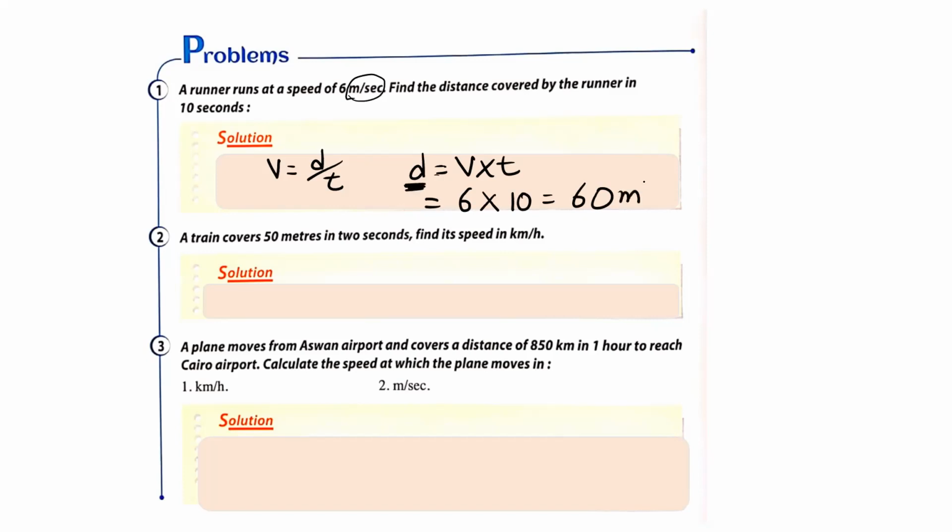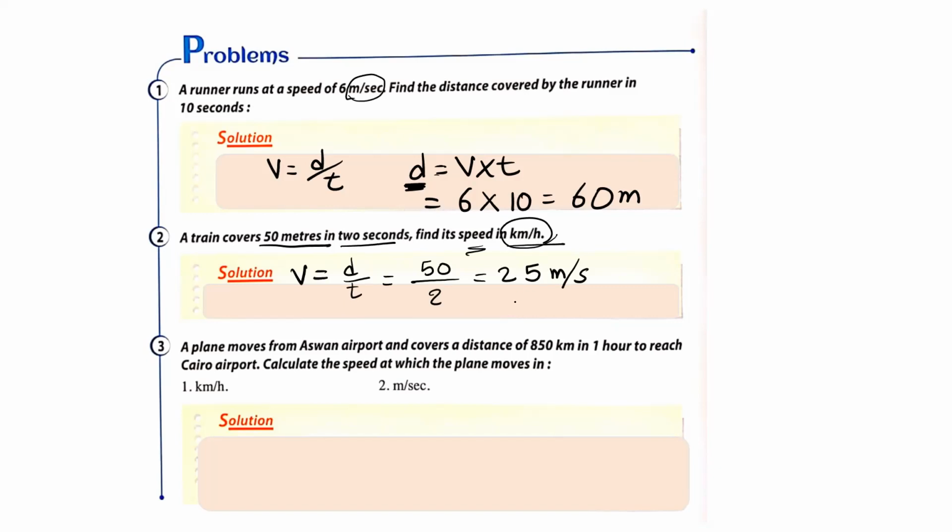Very good. Okay, a train covers 50 meters in 2 seconds. Find its speed in kilometer per hour. So first, let's calculate the speed. The speed will be distance over time, equal 50 over 2. So it will be 25 what? Meter per second.